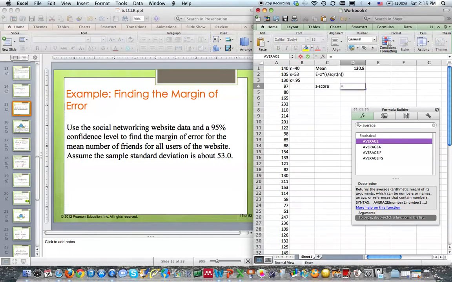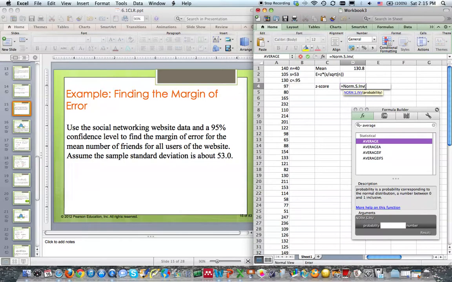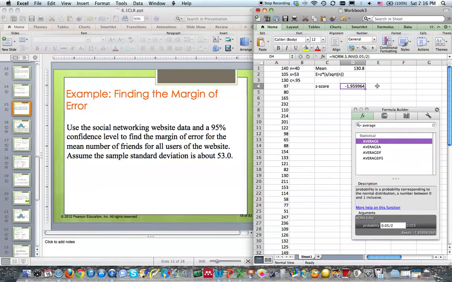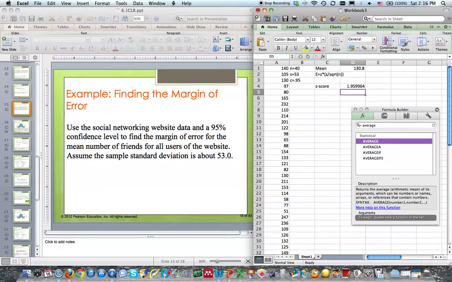So I'm just going to type equals norm.s.inv, not dist, and I'm going to type in what I had told you. I can do 1 minus alpha divided by 2, or 1 minus c divided by 2, or alpha divided by 2. So I'm going to put 0.05 divided by 2. That's going to be a negative number. So I want the positive number, so I'm going to go back to my formula and I'm going to do a 1 minus in front of it. That way I can get the positive value because that's the one that I want to plug into my equation.